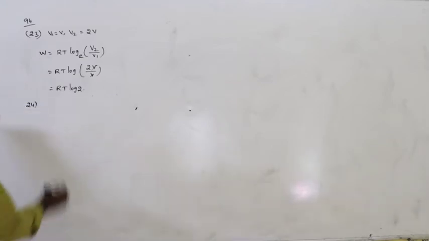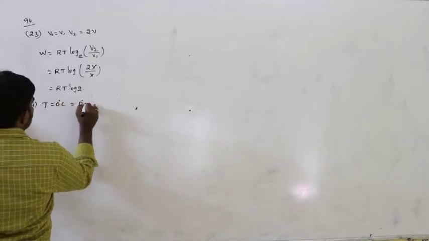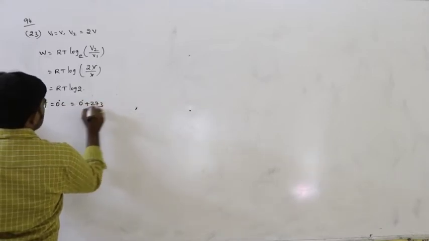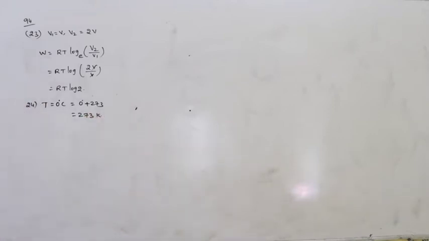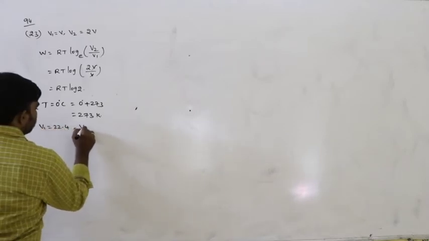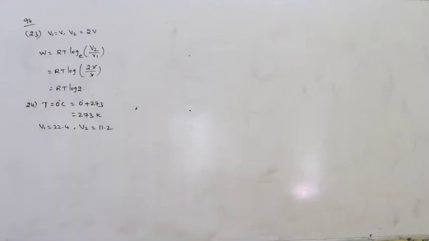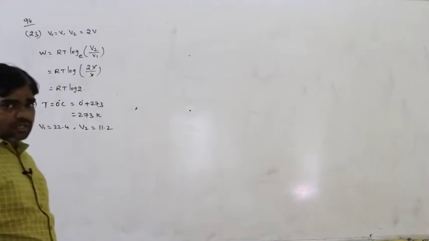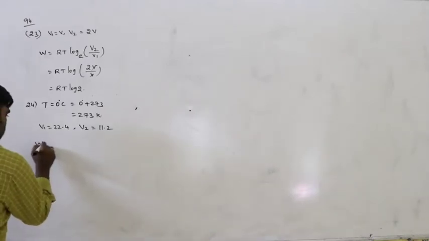See here, the temperature T is equal to 0 degree Celsius. So that means 0 plus 273, that is equal to 273 Kelvin. And V1 is given as 22.4 liters and V2 is equal to 11.2 liters. The volume of the system decreases, that's why it is compression. So then the work done in this process.